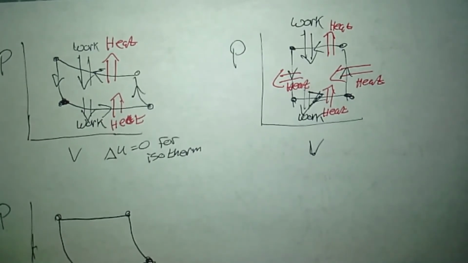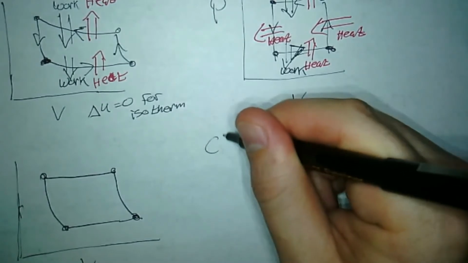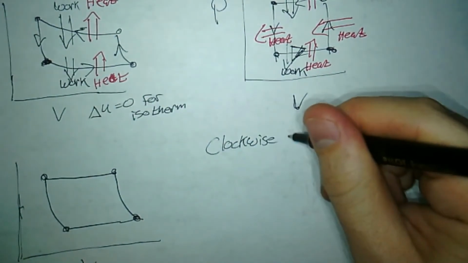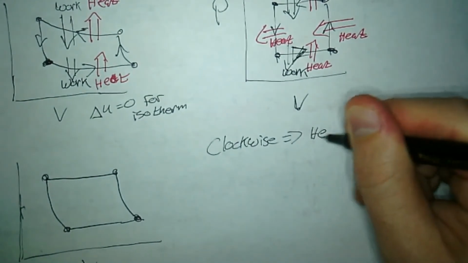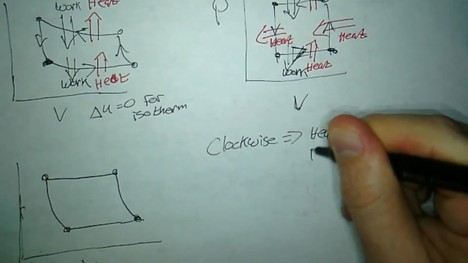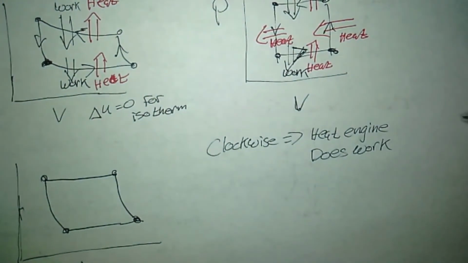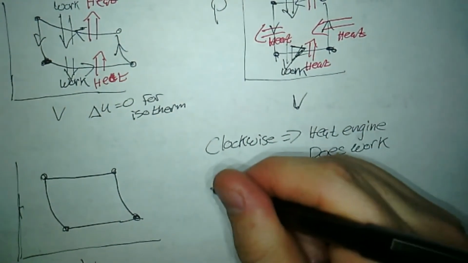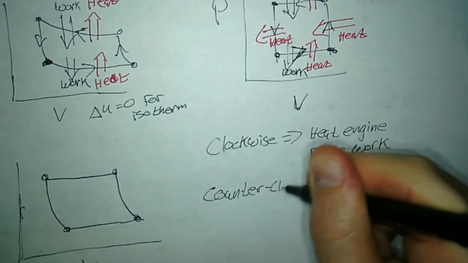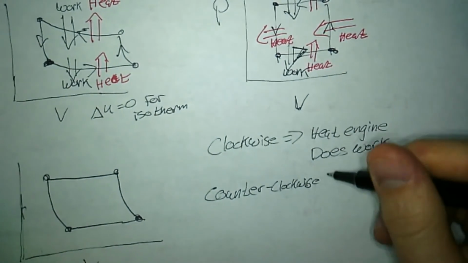So let's just go ahead and write this down. If your gas cycle is clockwise, that means you have a heat engine that does work. You get work out of it. If you have it counterclockwise, it means you have a refrigerator or an air conditioner, and that requires a lot of work.